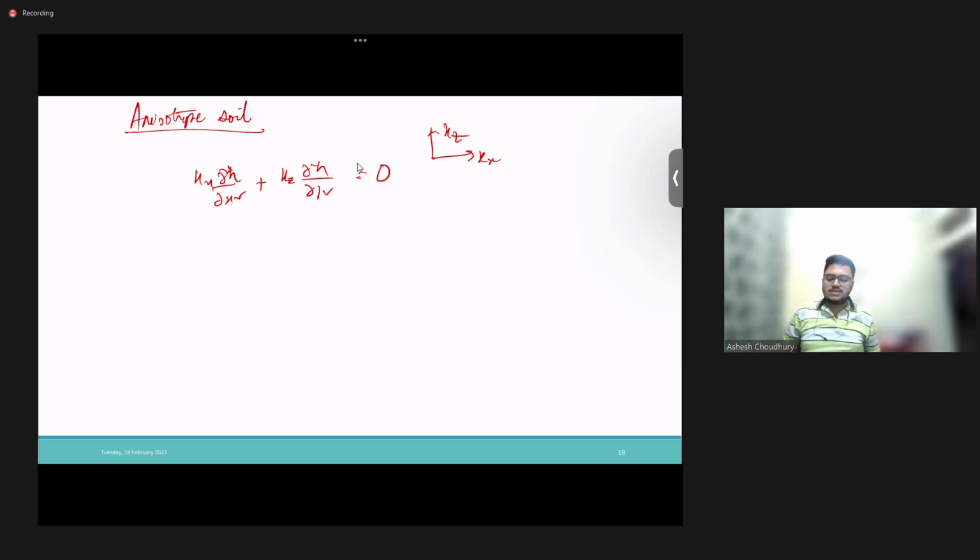So in this case, how does the flow actually differ, and how can we draw a flow net? We will look at this in detail in the next class. All these things, how the flow occurs in isotropic and anisotropic soil, how we can draw the flow net, and then how we can calculate the seepage pressure, we will look into next week.